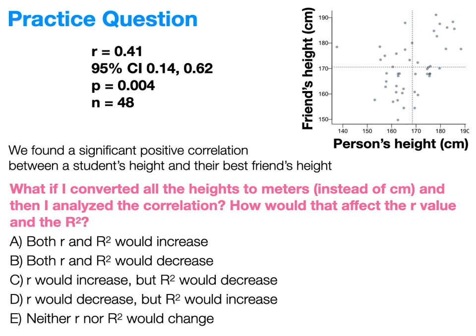Okay, so last slide in this lecture, a practice question here. Let's say we found a statistically significant association between students' heights and the heights of their best friends. What if I converted all of the heights in this analysis to meters instead of centimeters, and then I analyzed the correlation again? How would that affect the value of r and the value of r squared? We'll take up the answer on Zoom.